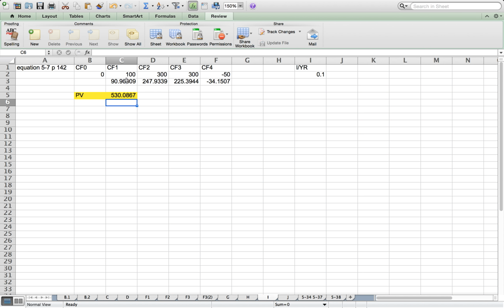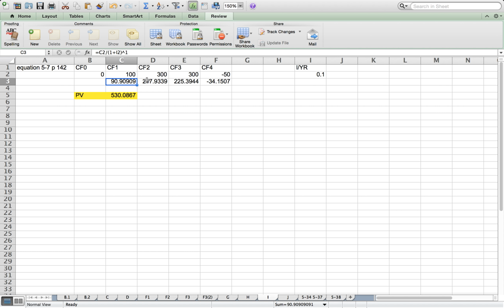So you could start out by putting in all of your CFs. So for CF 0, it's 0, and the cash flow in period 1 is 100. Cash flow in period 2 is 300. Cash flow in period 3 is 300, and cash flow in period 4 again is negative 50. So how would we discount each of these back? Well, you could use the formula, which you can see here. So you take $100 over 1 plus R or I, depending on what textbook you're using, to the first power.